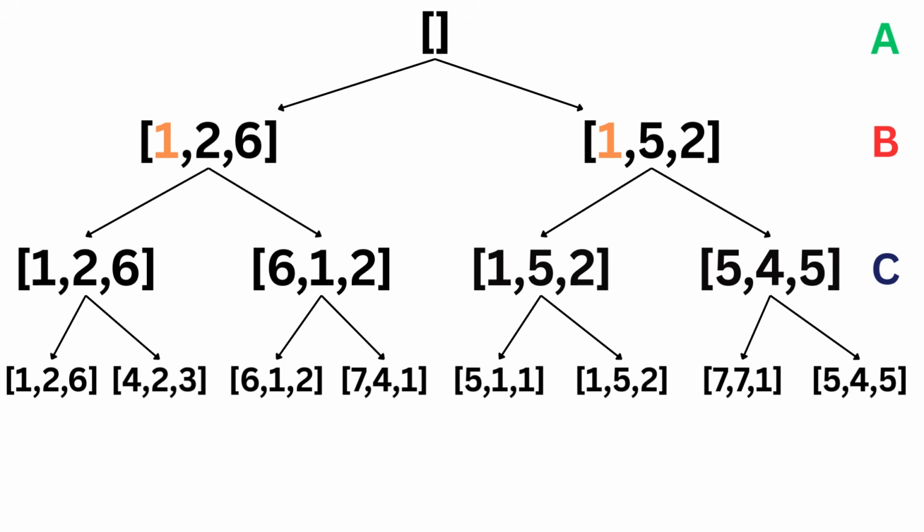Finally, we are back at the top with player A. A looks at the first number. Here is a twist. Both paths give player A exactly 1 unit of utility. So it's a tie. In case of a tie, we usually follow the leftmost rule. So player A goes left and the game ends with a final outcome of 1, 2, 6.